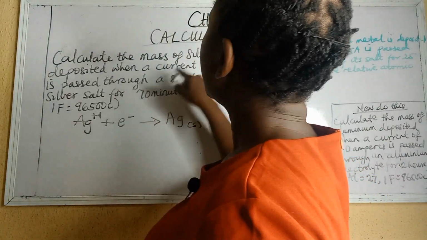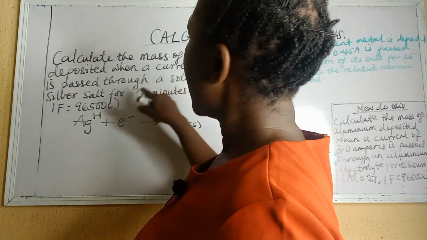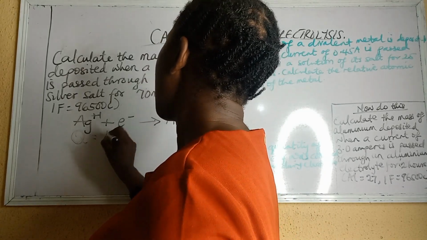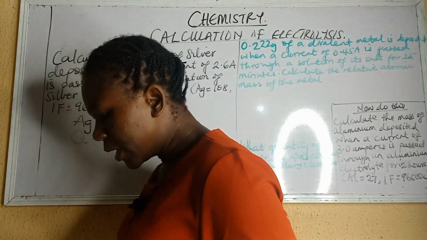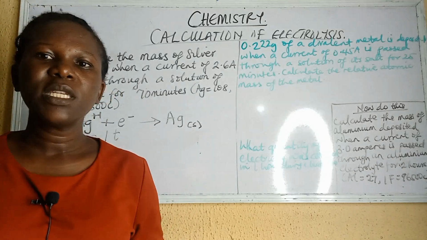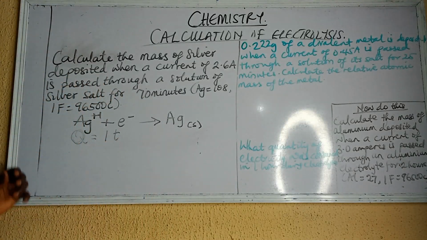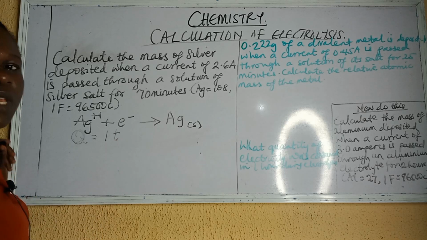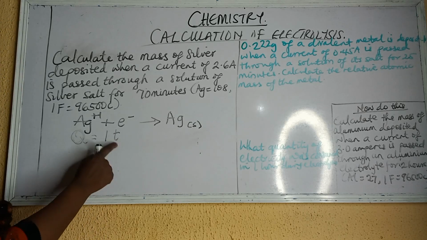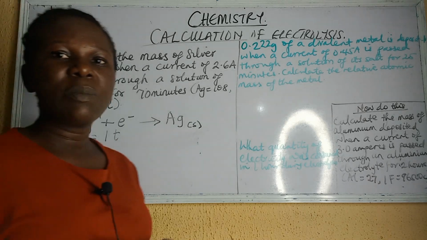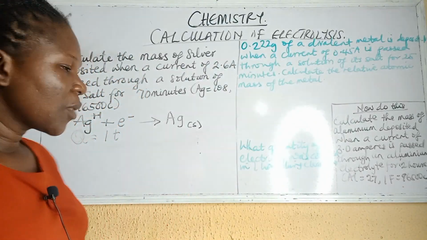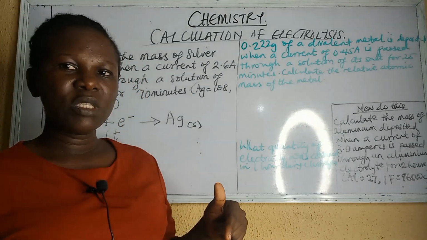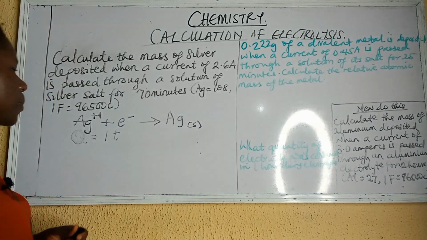Now, you have been given the current and the time. There is a formula, Q equals IT, where Q is the quantity of electricity, I is the ampere, which is the current, and T is the time, which must be in seconds. If you are given time in hours, you multiply by 60 twice. That is, convert to minutes first by multiplying by 60, and multiply again by 60 to convert to seconds.